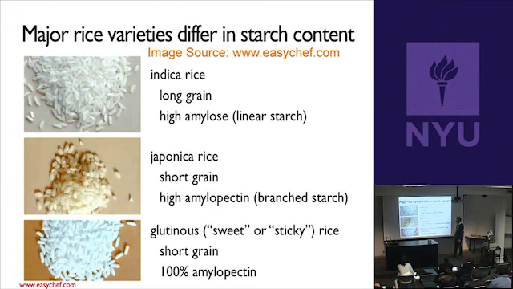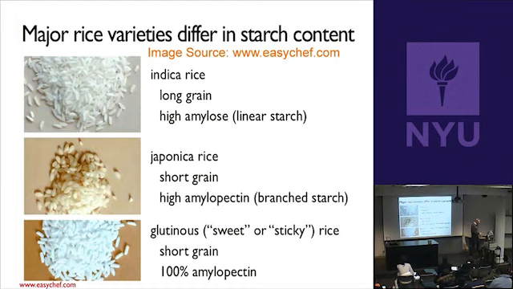The main difference between these is in their starch content. So indica rice is high in a starch called amylose, and japonica rice is high in a starch called amylopectin, and this gives them their different sort of qualities when you bite into them. This is more sort of, I don't know how to describe it, just sort of simple, starchy, and this is more sort of chewy. And glutinous rice is 100% amylopectin, so it's really sticky. Okay? So what are amylose and amylopectin?